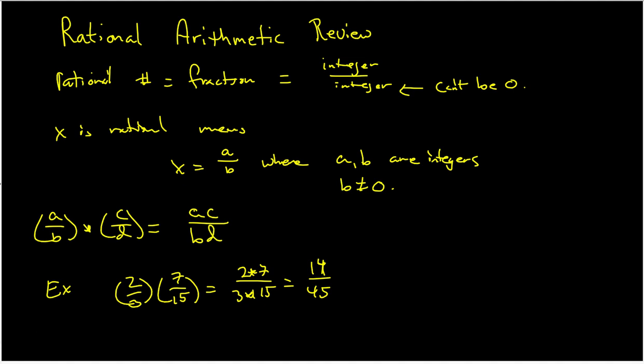What I want to do next is look at addition, because addition is a little bit harder. When we talk about adding two fractions together, we have to find a common denominator. And the easiest way of finding a common denominator is just to take the product of the first one times the second one. Now, to get this first fraction over bd, we have to multiply it by d over d. To get the second fraction over bd, we have to multiply it by b over b.